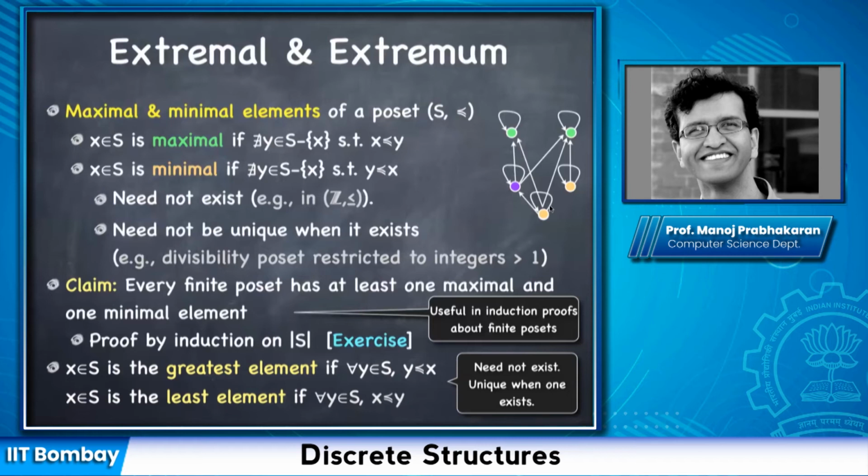However, if a greatest element exists, then it has to be the unique greatest element. You cannot have two distinct greatest elements, because they cannot both have this required relation without violating the anti-symmetry property. Okay, so in a poset, the greatest or the least elements need not exist, but if one exists, then it is unique.